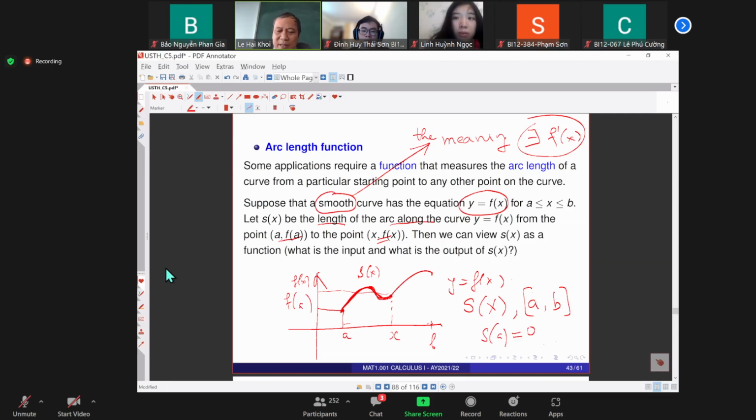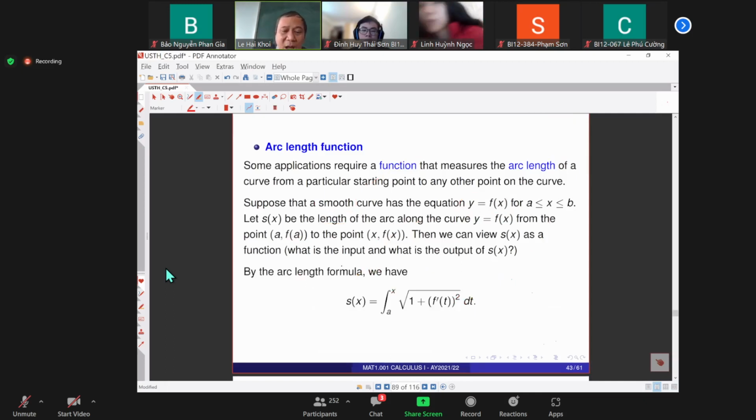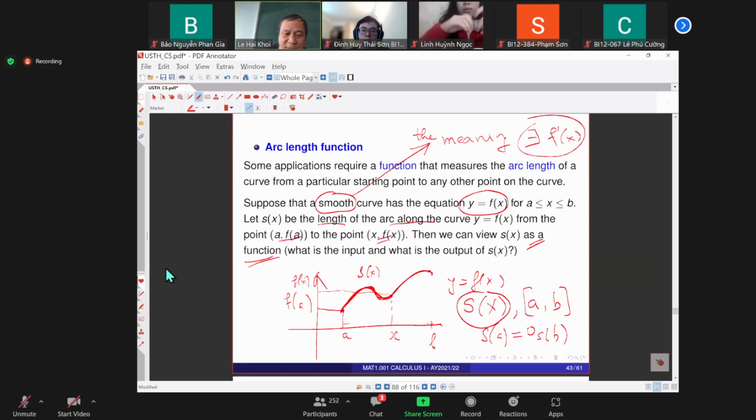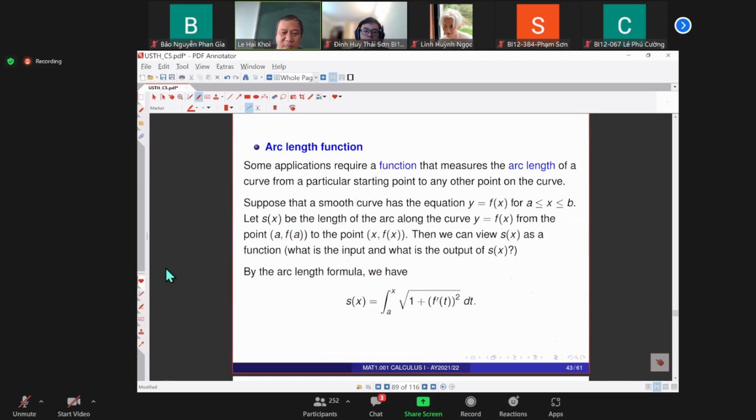S at B is the whole length of the curve from A to B, right? So we can have this as a function of x. That's the thing we talk about. And the question: how to compute S(x)? Here, add x from here to here, which means that this is the end point of the curve you want, the arc length, and you apply this, you get the answer.